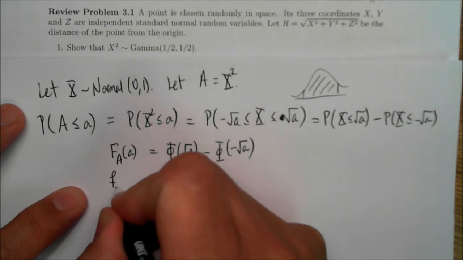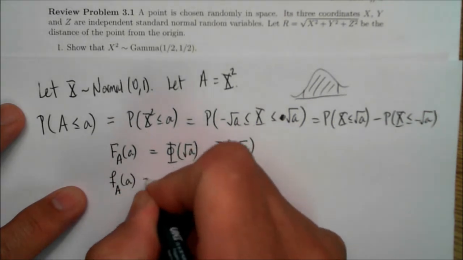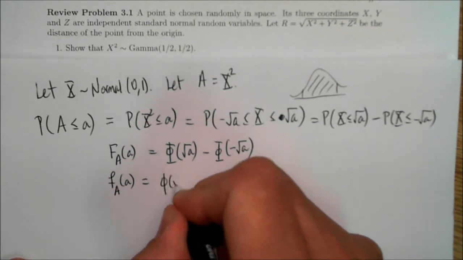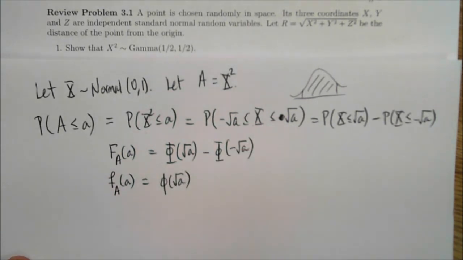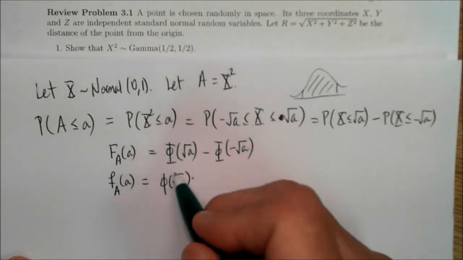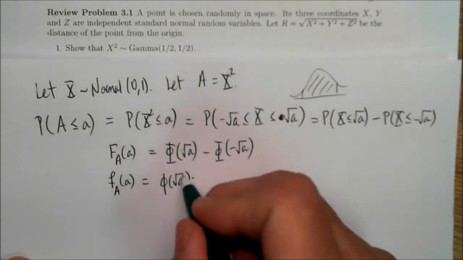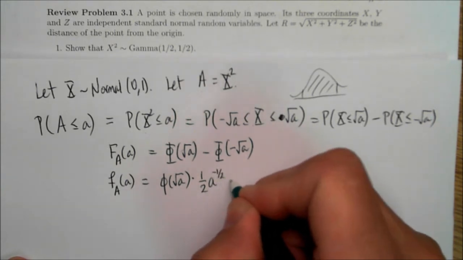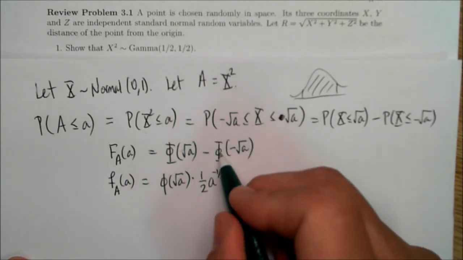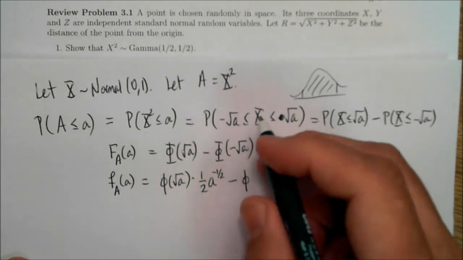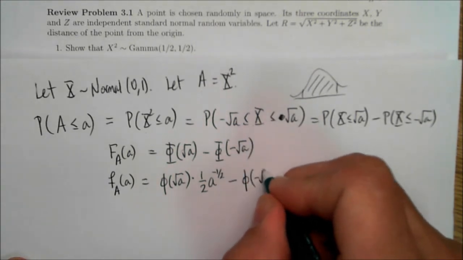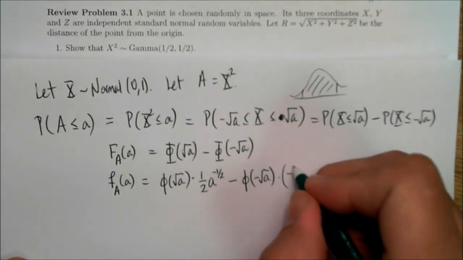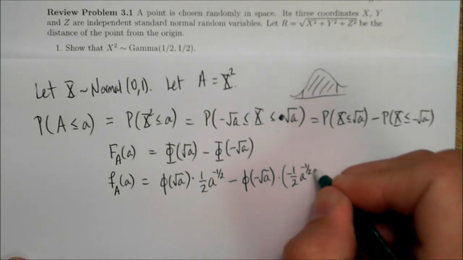Therefore, the PDF of this function capital A is equal to, let's take the derivative. So this will be equal to the PDF of a standard normal random variable evaluated at square root of a. Now I'm taking the derivative to go from here to here. And so I need to take the derivative of the inside, so 1/2 a to the minus 1/2. Then same thing here, the derivative of the CDF is the PDF for a standard normal random variable, evaluated at negative square root of a. Then I take the derivative of the inside again, and I get negative 1/2 a to the minus 1/2.